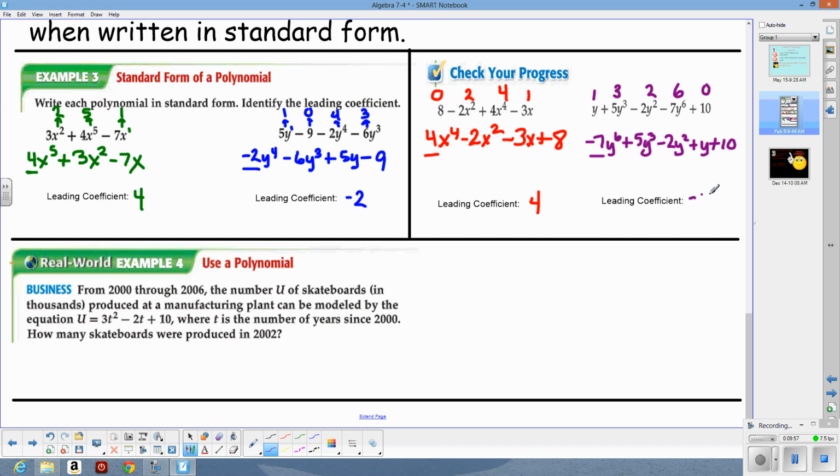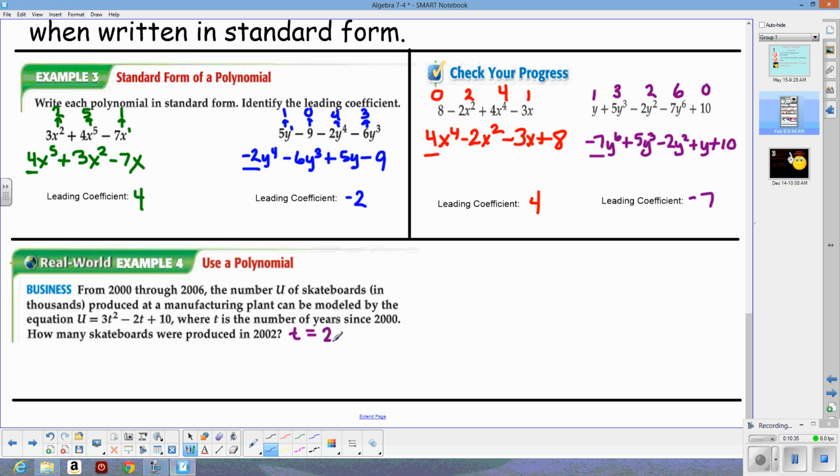Now our last example says from 2000 to 2006, the number U of skateboards in thousands produced at a manufacturing plant can be modeled by the equation U equals 3t squared minus 2t plus 10, where t is the number of years since 2000. How many skateboards were produced in 2002? Well, if t is the number of years since 2000, if we're going to talk about 2002, we want t to equal 2 because it's 2 years since 2000.